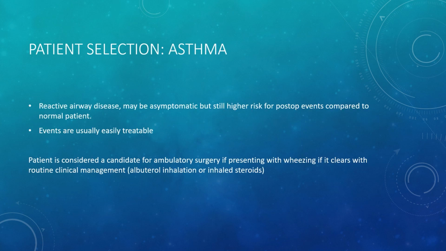Patients with asthma, it is a reactive airway disease, most of the time asymptomatic, but patients are still at higher risk for postoperative events compared to normal patients. But also here, those events are usually easily treatable. The disease is more prevalent in the pediatric population. Patients with asthma are considered candidates for ambulatory surgery even if they present with wheezing, if the wheezing clears with routine clinical management. It would be albuterol inhalation or inhaled steroids. If the wheezing persists after routine management, those patients should not be electively anesthetized in an ambulatory surgical setting.